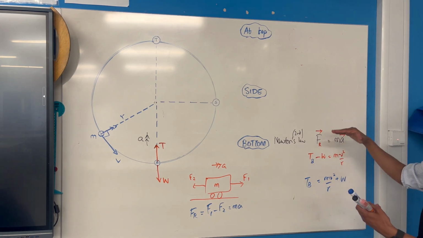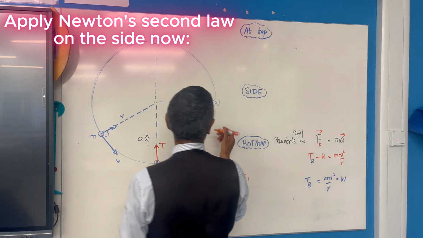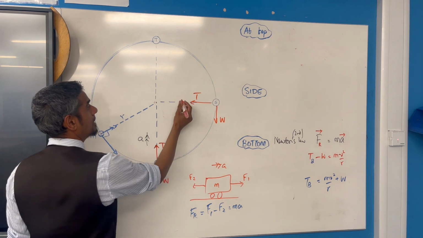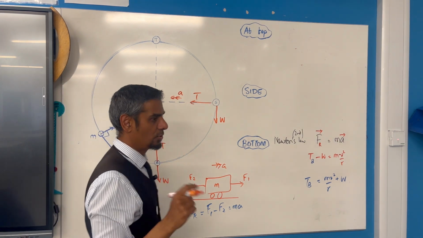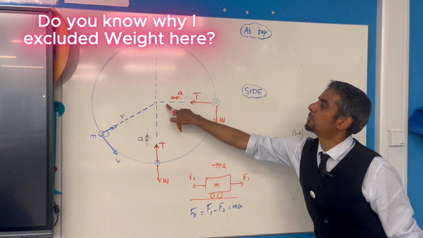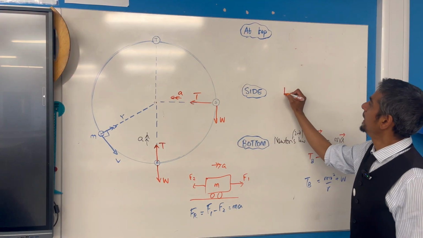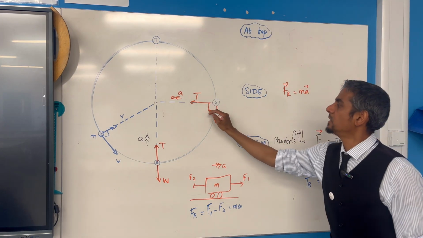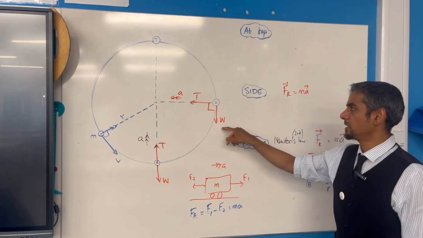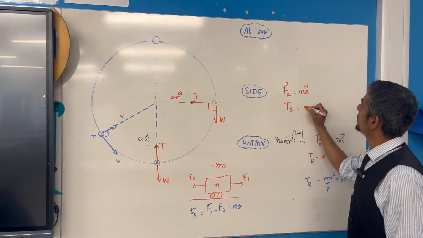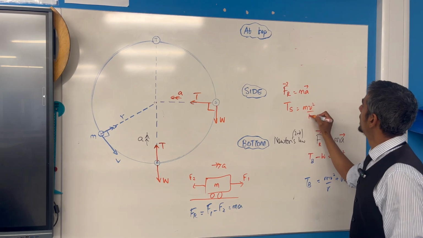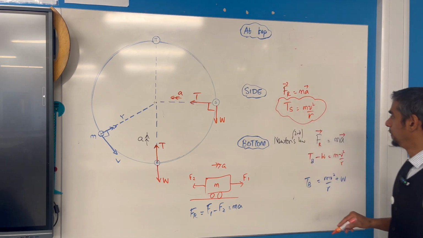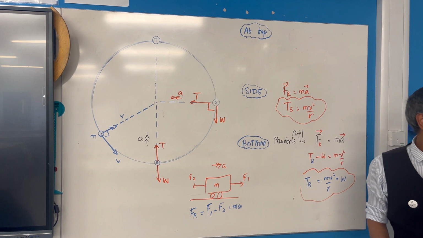Let's try and apply that same logic now onto the side. So label our forces. Well, weight is going down, tension is going that way, and that's where the acceleration is, because it's centripetal, it's radial. The acceleration is pointing towards the center. And if we were to do that again, F resultant is equal to ma. W doesn't count. It makes 90 degrees. Cos of 90 is 0, so W doesn't count. This T on the side is equal to mv squared over r, little r. So here's our second equation for tension. This is our first one.